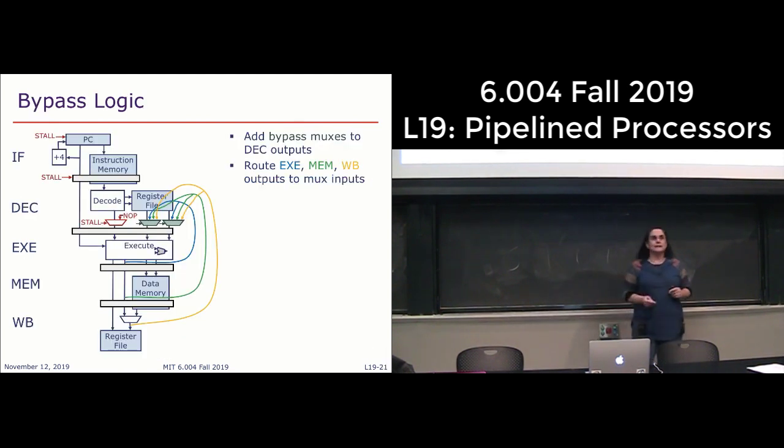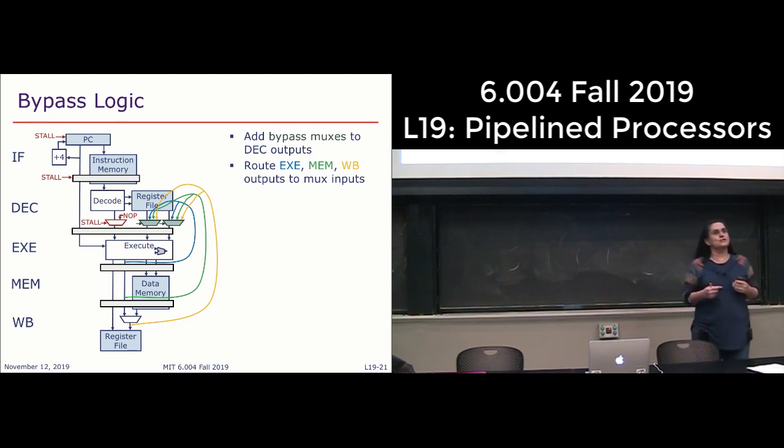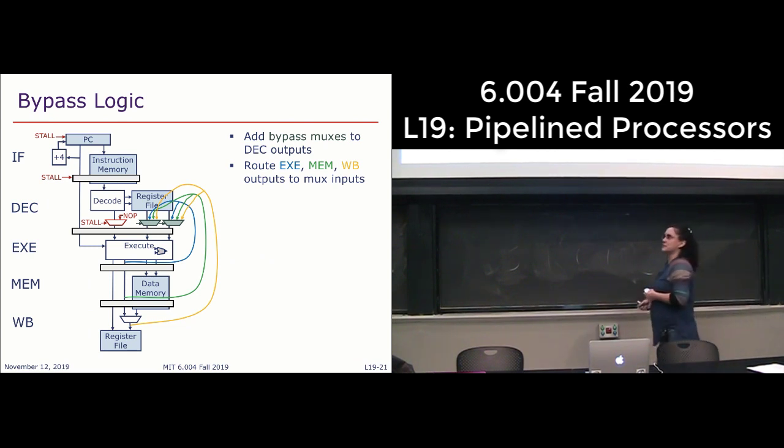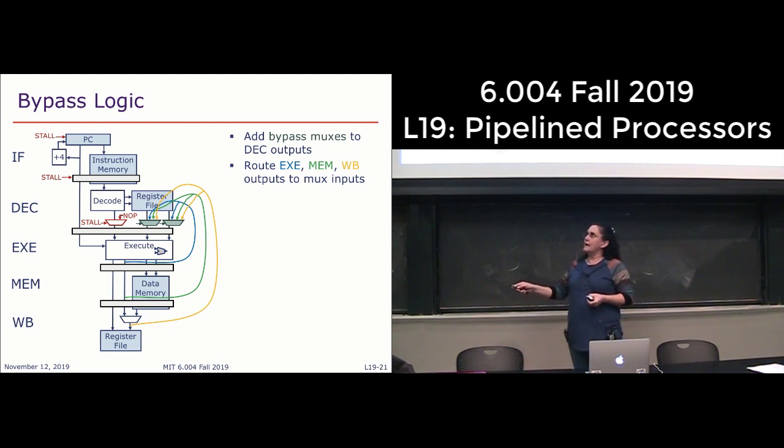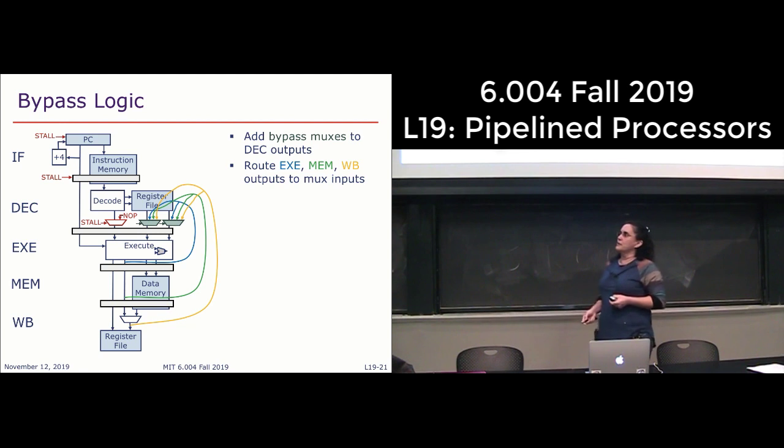So let's take a look once again at our hardware and what changes we need to make to it in order to support bypassing. So in red here, we see the logic that we had added for stalls. And now what we're doing is the following. We're basically taking the output of either the execute stage, which is shown here in blue, or the output of the memory stage, which is green, or the output of the write back stage, which is shown in yellow, and that's being fed into these large decoders that are added to our decode stage.